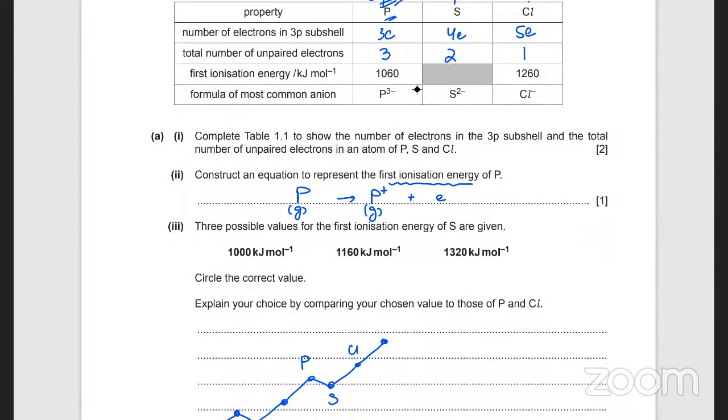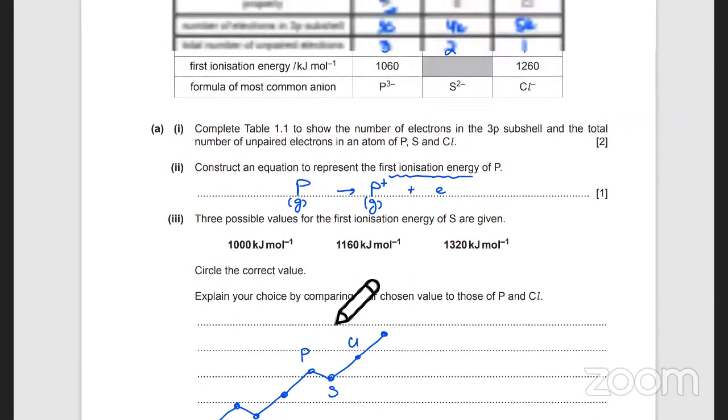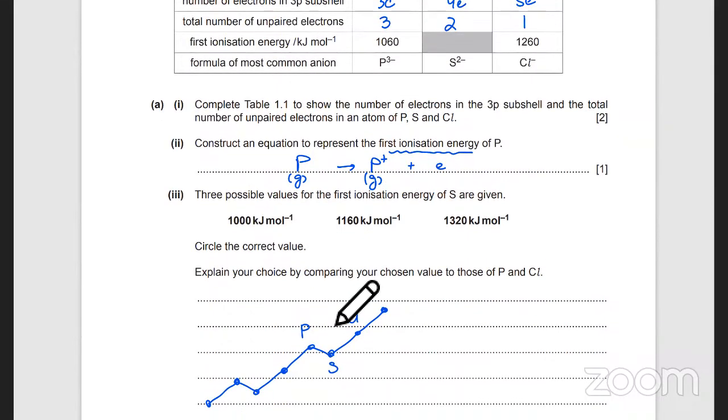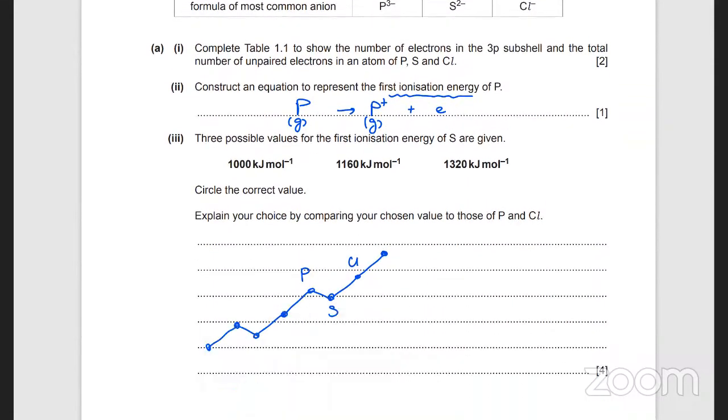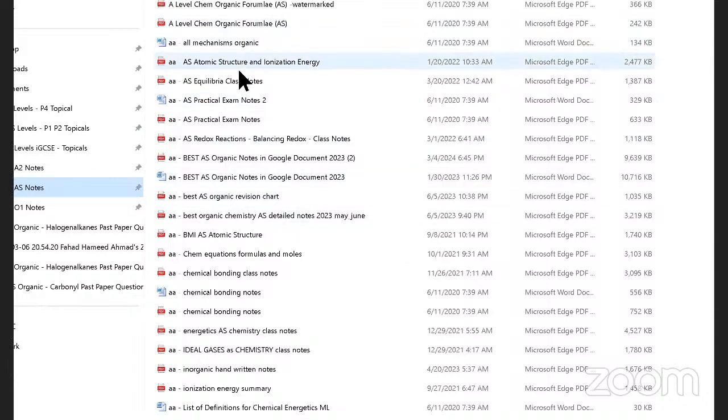How do you know like there's going to be a dip at sulfur? No, I mean like where the dips are. The dips are always at group. Like if I show you the notes, 1 second. किधर है? Wait a second. Atomic structure, ionization energies. This.